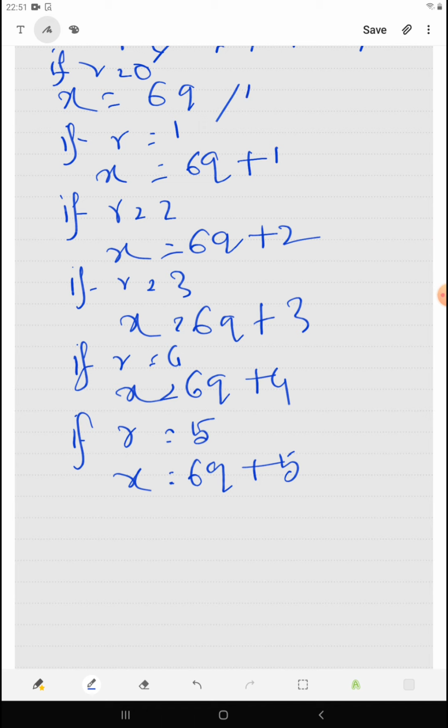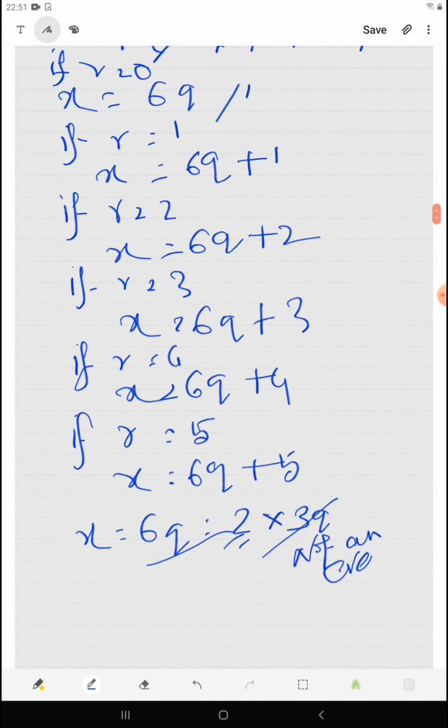As I have told you in the number system video, what is an even number? An even number is something which is divisible by 2. If I take x equals 6q, then 6q can be represented in the form 2 into 3q. As you can see, it's a multiple of 2. Hence, it is not an even number.